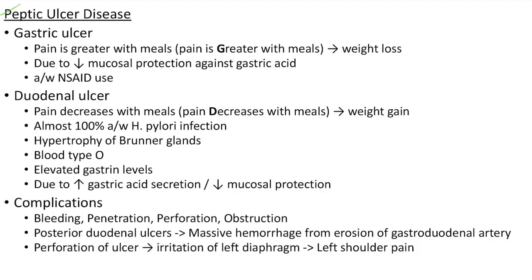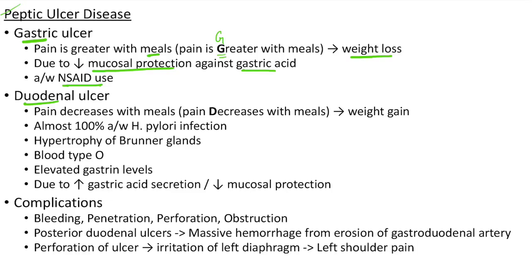Now let us see about peptic ulcer disease. There are two types, gastric ulcer and duodenal ulcer. In case of gastric ulcer, the pain is greater with meals. A mnemonic to remember here is pain is greater with meals in case of gastric ulcer. This will cause weight loss. Gastric ulcer can occur due to decreased mucosal protection against gastric acid, and it is also associated with non-steroidal anti-inflammatory drug use. And let us see about duodenal ulcer.